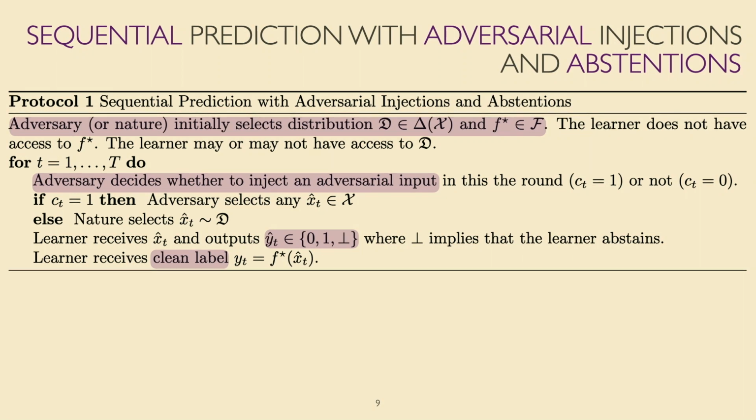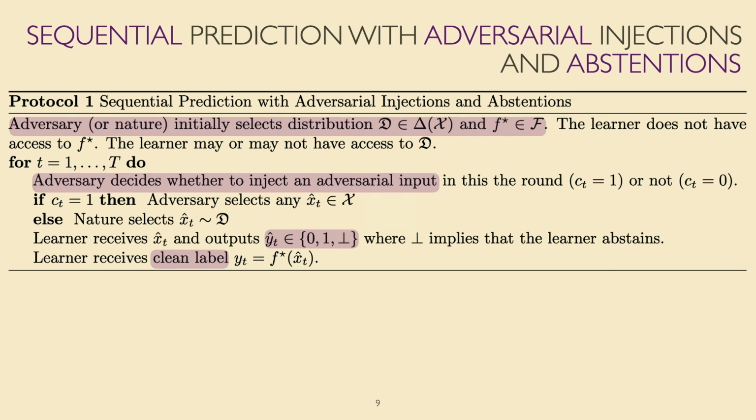So this is going to be the more detailed version of this picture. Let me see if my cursor works here. Yes. Not? Okay, so here we'll assume that the adversary or nature initially selects a distribution D over the input space and chooses an F star from the function class. It's important that this F star is chosen before. In some cases, we can handle that the F star is chosen later as the process goes on. So once this is fixed, the learner does not have access to F star, and the learner may or may not have access to D. We'll talk about this when we talk about the algorithms. So what happens at every time step? The adversary decides beforehand whether it wants to inject an adversarial input.